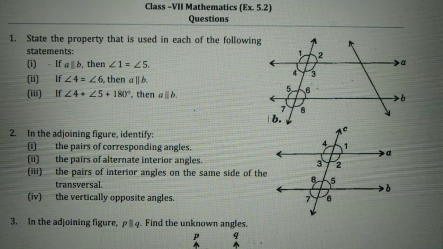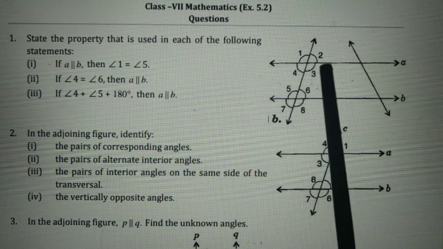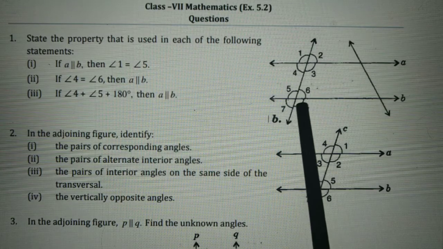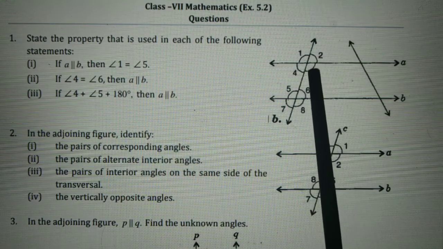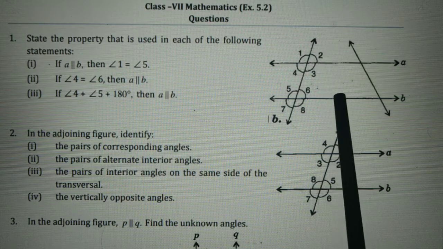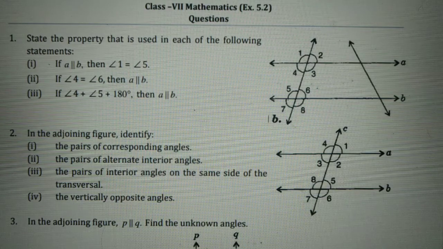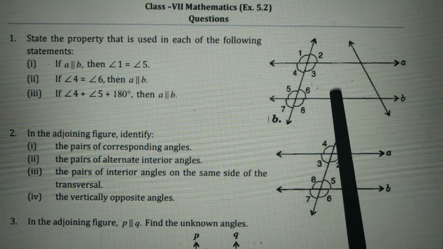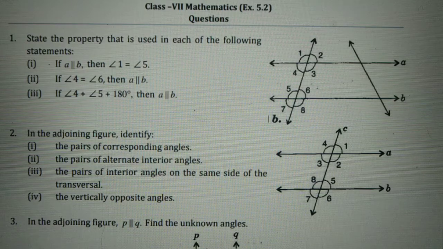Now we have already done all these properties. We have done that 1 and 5 are corresponding angles. 4 and 7 are again corresponding angles. 2 and 6 are again a pair of corresponding angles. What about 3 and 8? These are also corresponding angles, and these angles are equal.